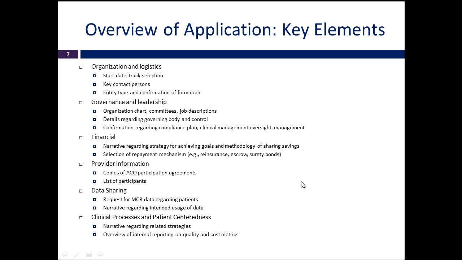Also, Medicare would like the ACO applicant to make certain representations regarding how it intends to use that data. Finally, the application most notably will require the applicants to provide certain clinical process and patient-centeredness details, an overall narrative, and a description of its strategies, its methodologies, and its approach to ensuring that the quality of care provided to the patients will be an improved quality of care compared to a traditional fee-for-service model. Medicare also wants to understand the metrics that will be used to measure this particular performance.